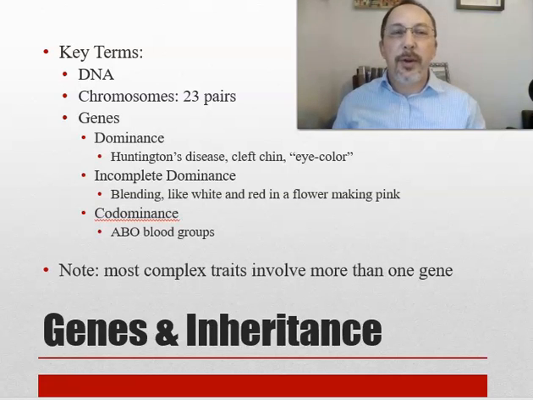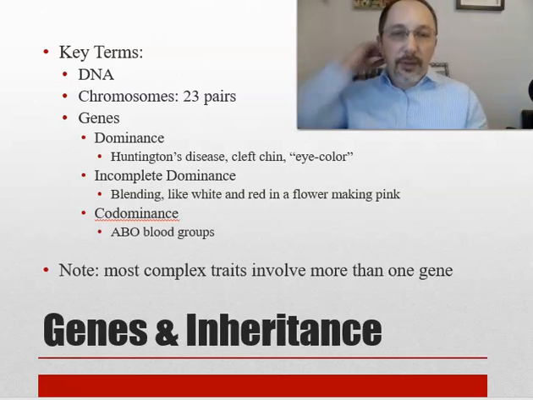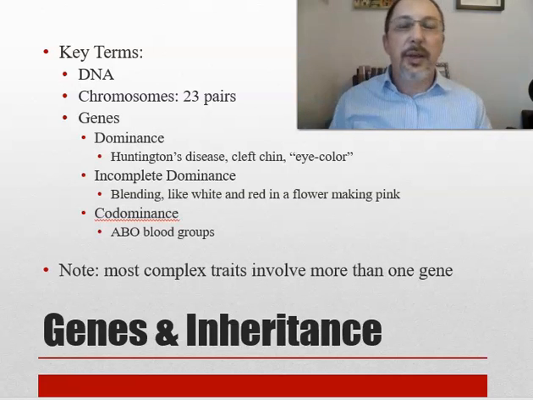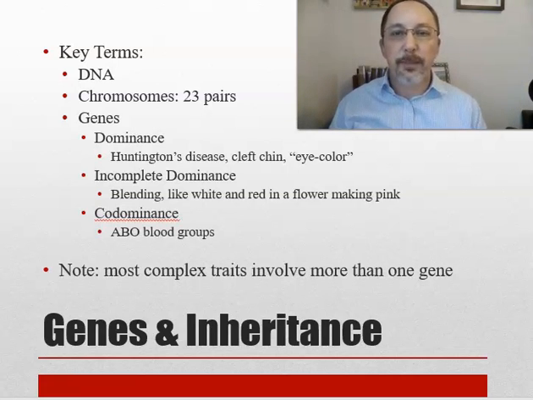We have 23 pairs of chromosomes. Our genes make up our DNA. RNA is copies of it that's used to create proteins. And genes can have either dominance, incomplete dominance, or codominance. For instance, we look at something like Huntington's disease, where a single copy of a gene can cause this disease. The cleft chin is a single gene. And eye color, in quotes, because there's a lot of variables involved, but oftentimes we consider it a single gene.